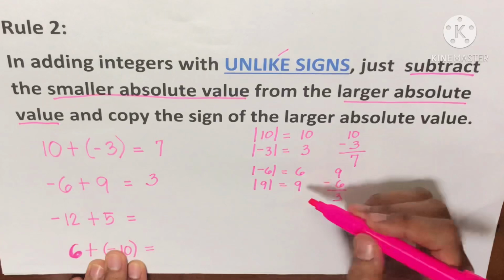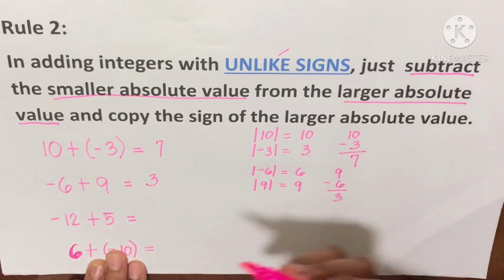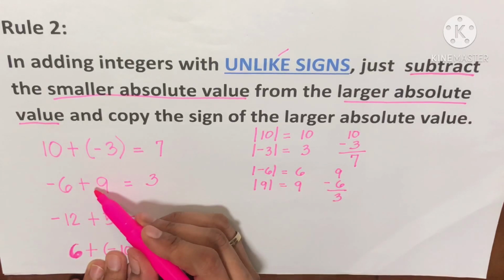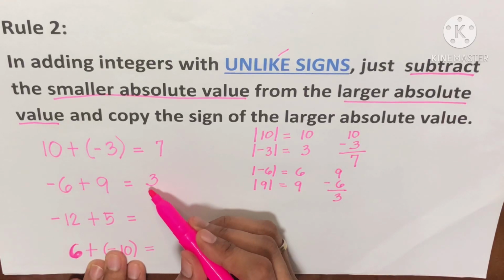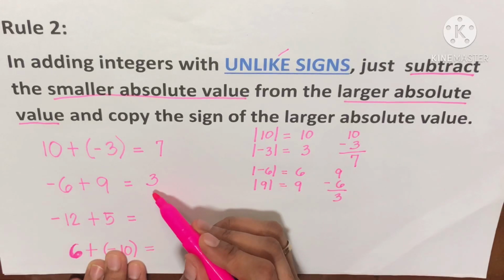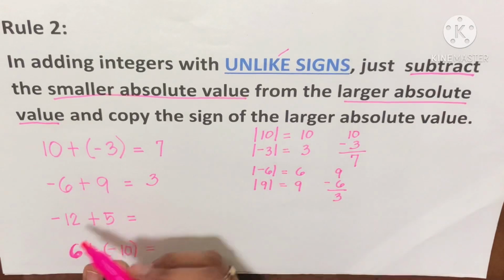So we all know that 9 is higher than 6. So the sign of our larger absolute value is a positive. So our answer here is a positive also. So we have negative 6 plus 9 equals positive 3. So let's proceed to our third example.